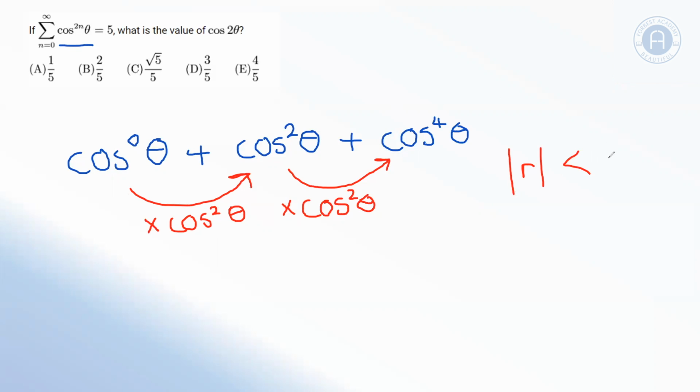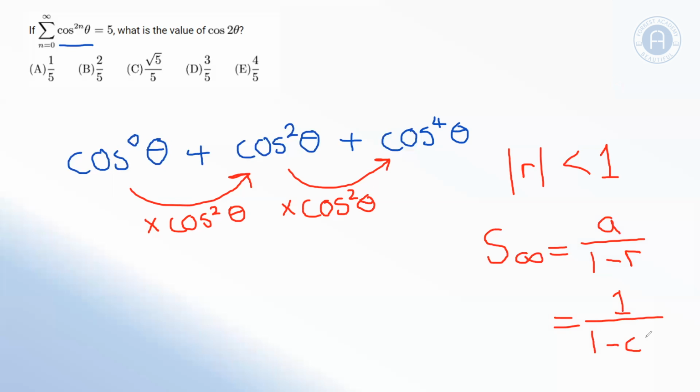So that means this is going to be a converging series, which means we can sum to infinity using the formula a over 1 minus r. Now if we substitute in our values here, a is cos to the power of 0 theta. That's going to be 1 because anything to the power of 0 is 1. And our common ratio is cos squared theta. So 1 over 1 minus cos squared theta, and we've been told that is equal to 5.